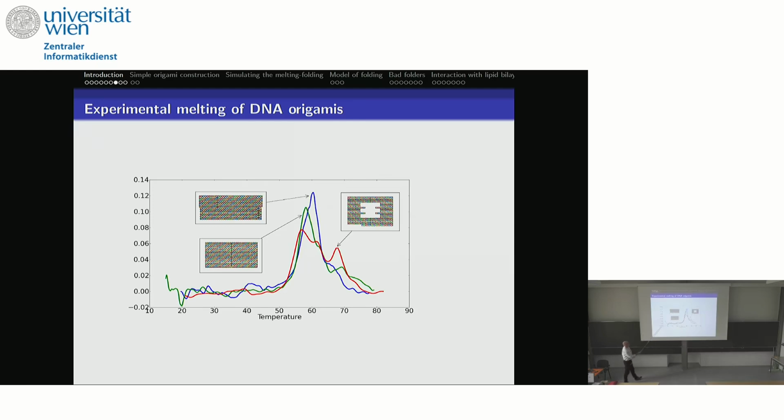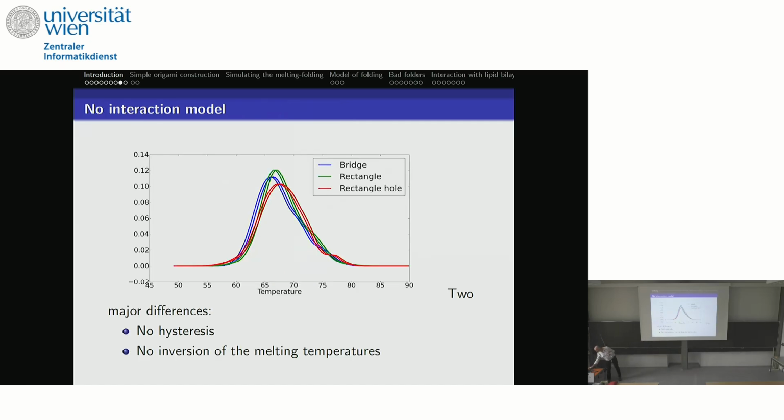So here you have three different rectangles, three different origamis. The number of staples is mostly the same, and these are the annealing curves, the UV absorption curves that you get as a function of temperature. And keep in mind that in order of increasing stability is red, green, blue. Okay, now, if you apply the independent model of helices, what you get is red, green, blue, but in the other direction, okay? So it doesn't work.